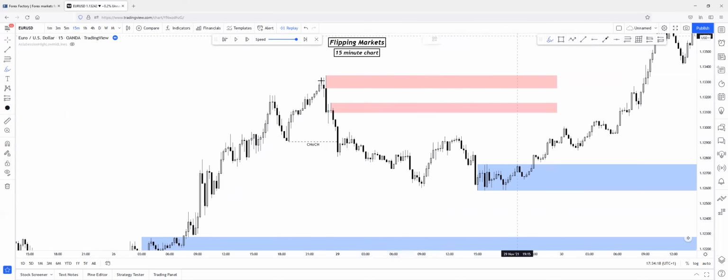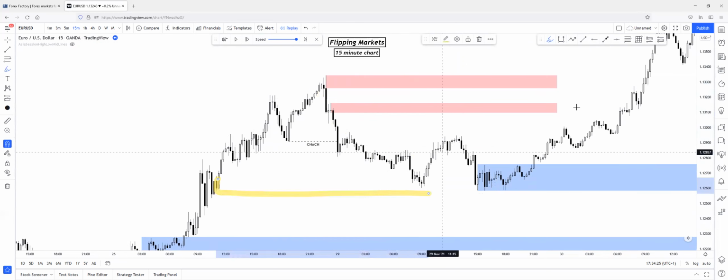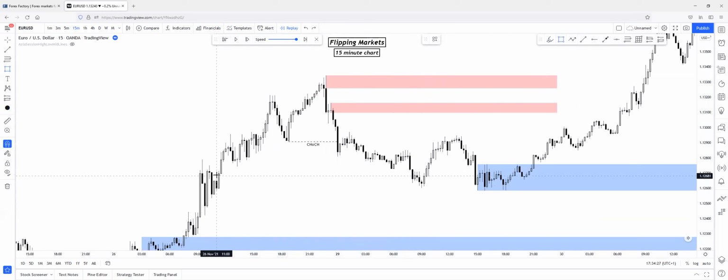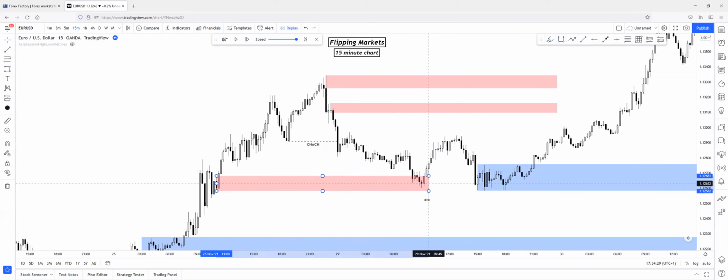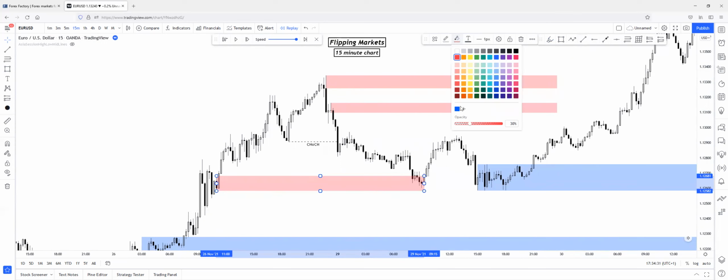So yeah, after this, price started to do a bearish trend here on the 15-minute chart. But price tapped into this demand zone right here, and changed character to the upside after the tap of this demand zone.